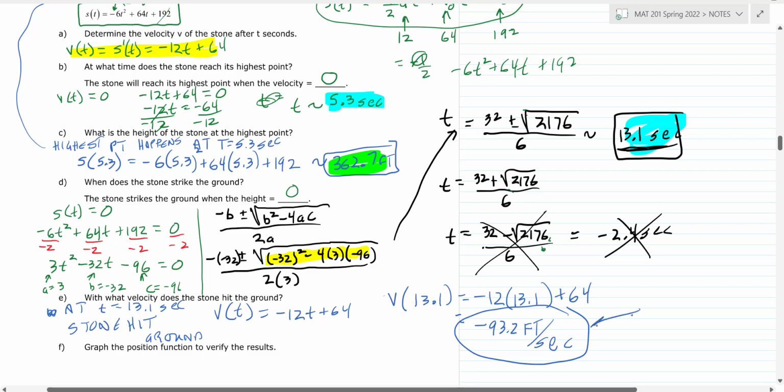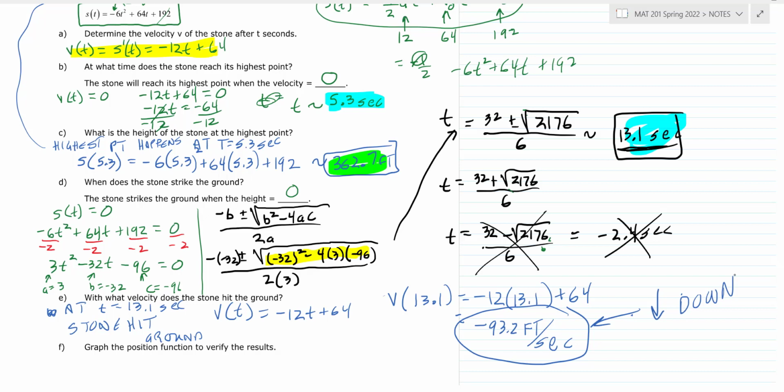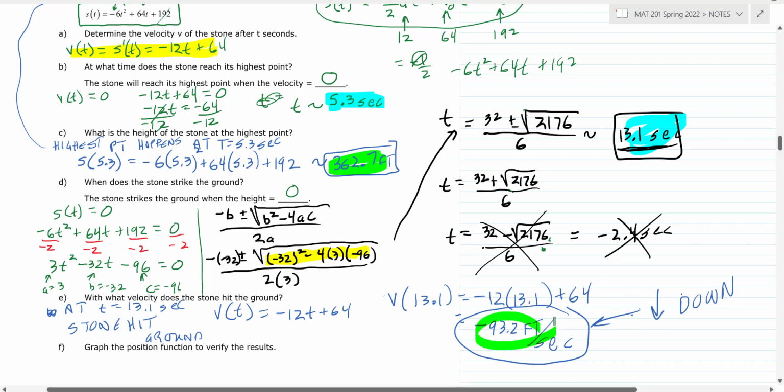Okay, so why is it negative? Because it's going down. You can think of it as in the down direction. It's reached its height, now it's going down, so the velocity is negative for that reason. So that kind of wraps up the problem.